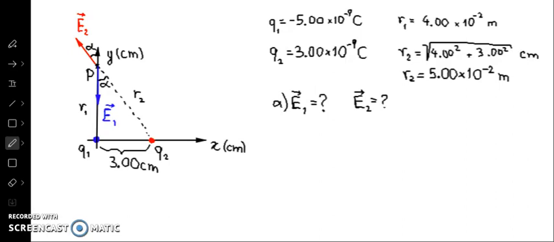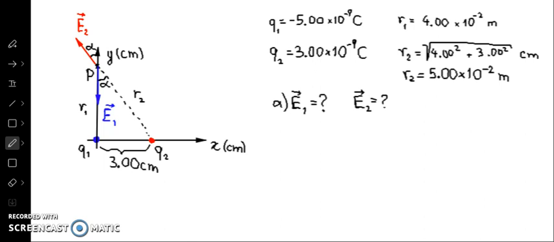Two point charges, Q1 and Q2, are on the x-axis. Q1 is at the origin, and Q2 is 3 centimeters to the right of Q1. We want to calculate the electric field due to each charge at point P, which is located on the y-axis 4 centimeters above Q1. So the geometry is given, and the charge on each particle is known.